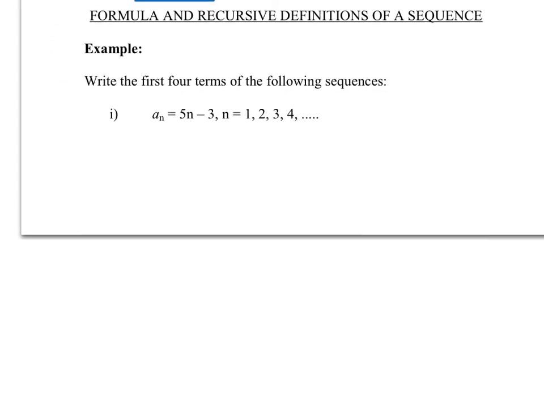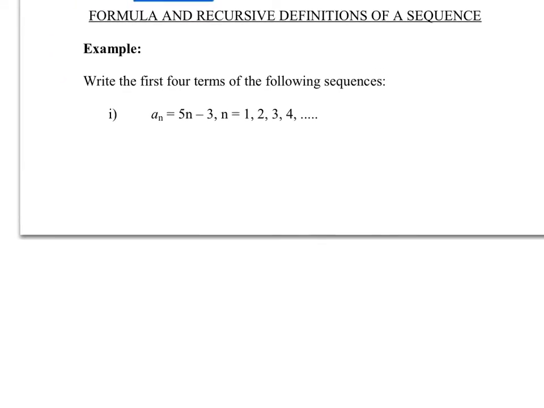Now let me move up the page here and move on to the next topic of this video. A sequence can be generated using a formula definition or a recursive definition. So let me give you an example of that. Example 1 says, write the first 4 terms of the following sequence. Now what I'm given here is the formula definition of a sequence. An is equal to 5n minus 3 for n equal to 1, 2, 3, 4, 5, 6, 7. And I'm asked to write out the first 4 terms of this sequence.